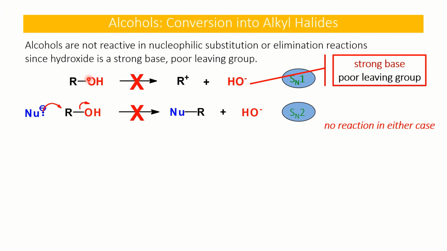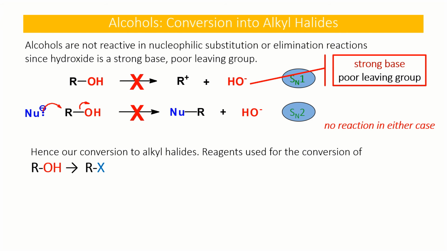So as a reminder, this OH cannot spontaneously dissociate to give you a carbocation in a unimolecular mechanism because this is too strong a base, the OH minus. We cannot attack directly the backside of a carbon either with the OH present because, again, that's a very, very poor leaving group. So no reaction will occur in these cases. However, if we convert to an alkyl halide, then alkyl halides, as we've seen, make very good leaving groups. And so, therefore, we can use them.